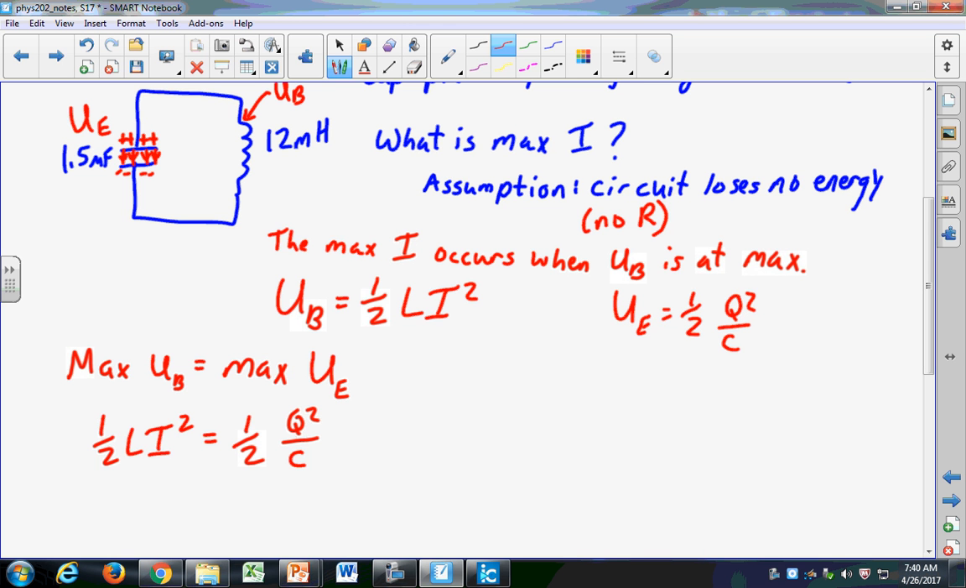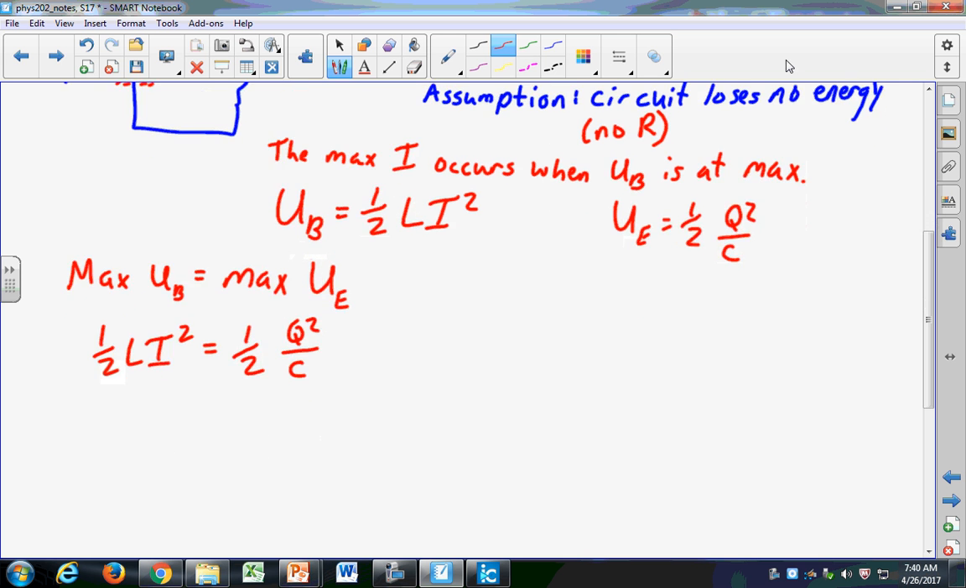We had different expressions for that. You could say C times V squared, but this is the easier way to do it. And then I'll solve that for I. If I solve it for I, these cancel out, and it's going to be the square root of Q squared over LC, remembering that Q is equal to C times V.